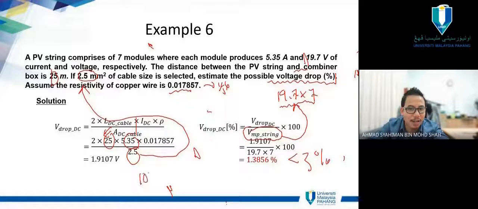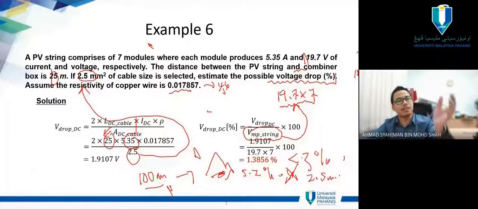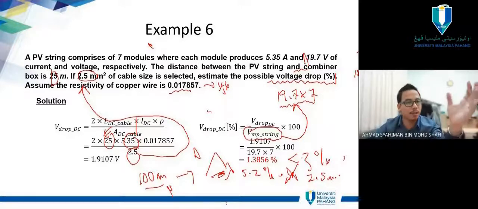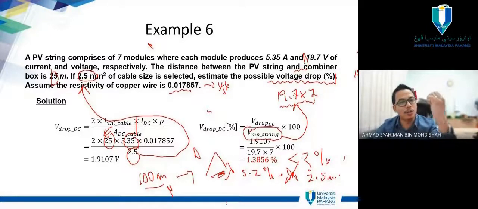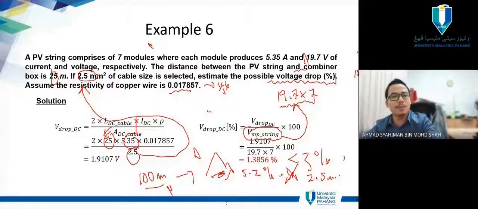Maksudnya kalau next soalan contohlah kan. Soalan 100 meter. Kalau 100 meter logiknya yang ni akan dalam 4 kan? 4 mungkin dah sekitar 5.2% kot. Agaknya lebih kurang. So ini tak boleh lah. Tak boleh guna 2.5. It's not appropriate because the voltage drop is higher than 3%, 5.2%. It's too high. So you need to use 4.0. And then you calculate lah 4.0. Saya rasa 4.0 akan dapat kod. Mungkin dapat 2.5 atau dekat-dekat 3 lah. Mungkin 4.0 tu appropriate. So at the time, the used cable is not appropriate. The suggested cable is 4.0 mm², for example.